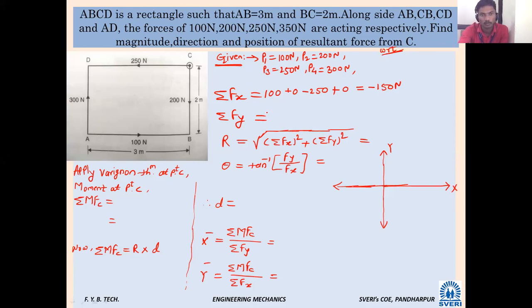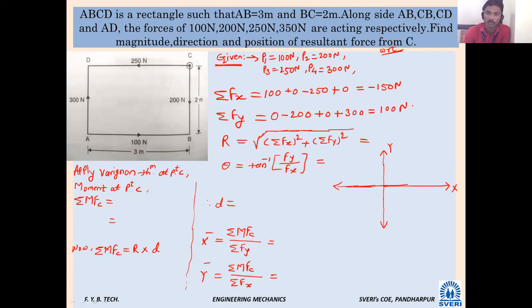Summation of y. First, the P1 force is horizontal, so its y component will be 0. Next, force number 2, minus 200 Newton. It is downward, so it will come minus 200. Next one is P3, 250 Newton. It is horizontal, so it will be 0. Next one is P4, 300. It is upward, so it will come 100.